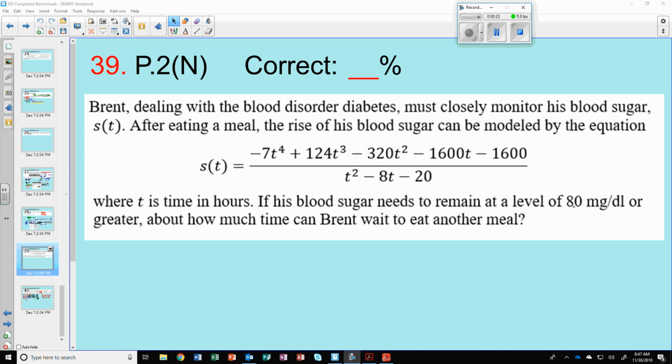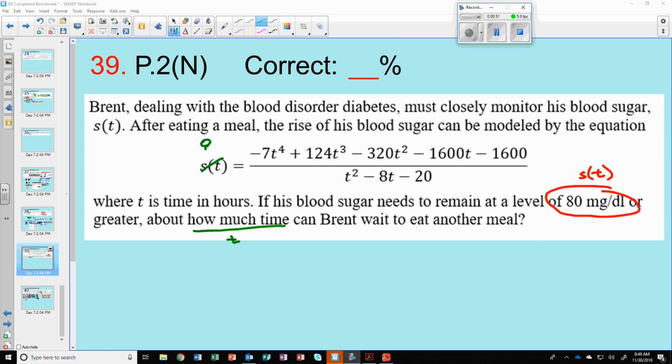Okay, so here, what we're trying to do is solve a situation. We want to find out how much time. So if we're trying to find how much time, what we're looking for here is a t value. So I'm going to be searching for a t. Now, this means it's blood sugar. This 80 is referring to blood sugar here, or S of t. So 80 is going to go in right here.